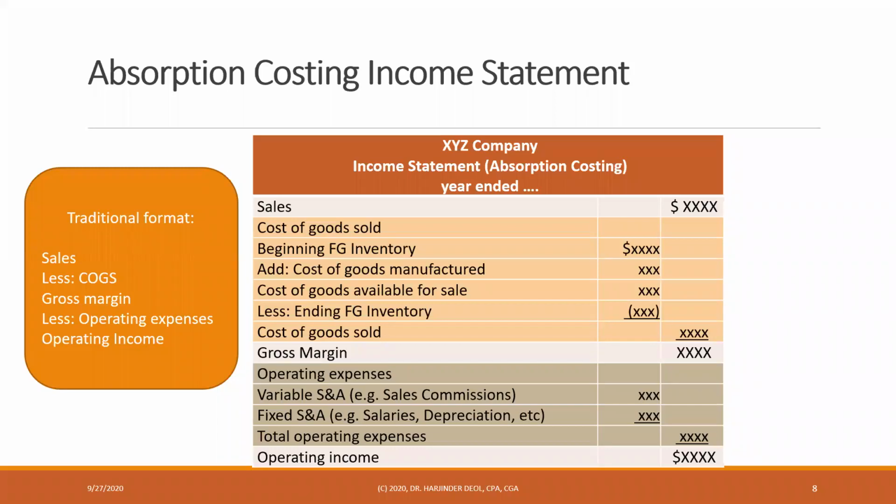Out of that gross margin, we deduct all of our operating expenses, and under the absorption view, we see all of the selling and administrative expenses as the period cost. Whether they are fixed or variable, we don't care under the absorption method. Selling and administrative expenses are seen as period cost, they are expensed. So once we deduct our total operating expenses from your gross margin, then the resulting difference is your operating income. Now this format is something that we have seen when we were working on chapter 5.